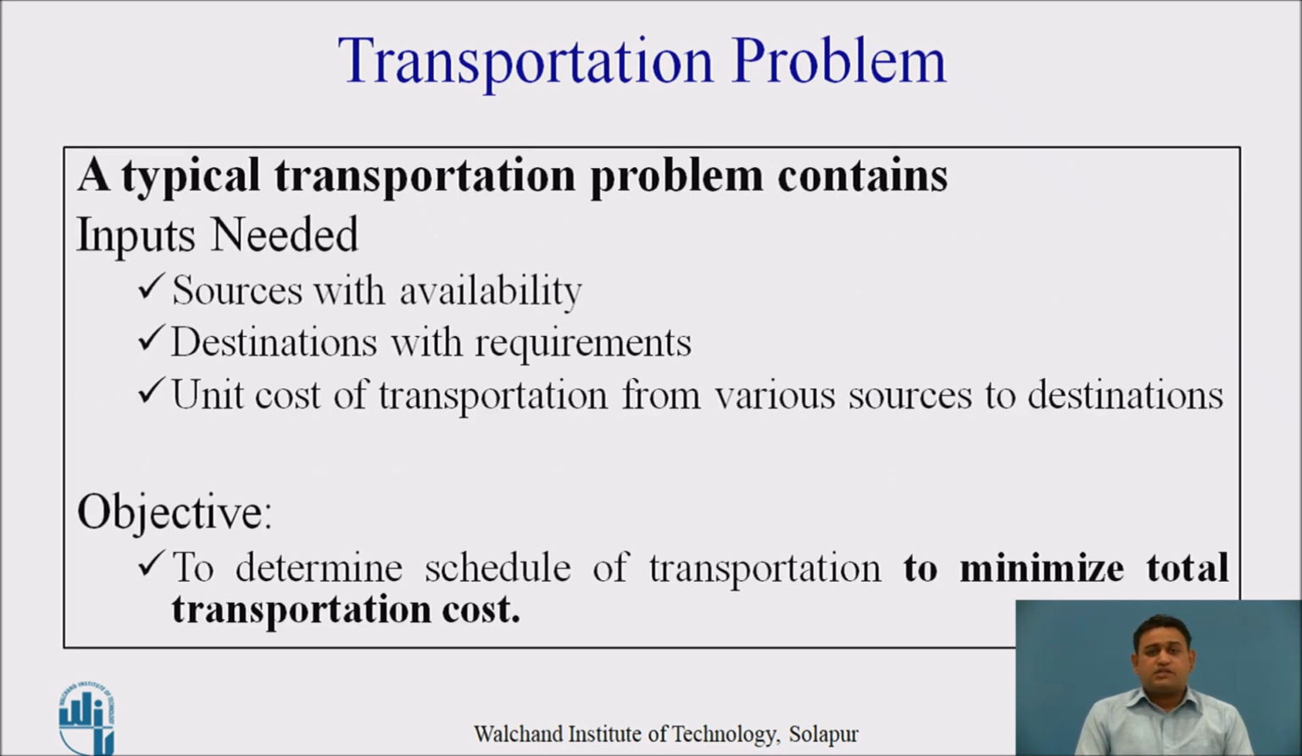What are the basic contents required for solving transportation problems? The source with its availability, the destination with its requirement, and the unit cost of transportation from various sources to the destinations. Finally, you should keep in mind that whatever transportation schedule you make, there should be the minimum transportation cost. That means whatever planning you do regarding supply to demand, it should be with the minimum transportation cost.